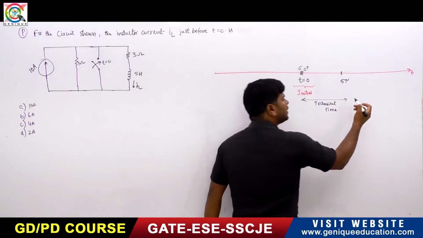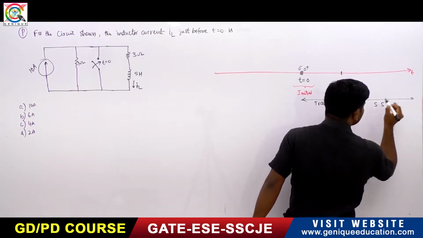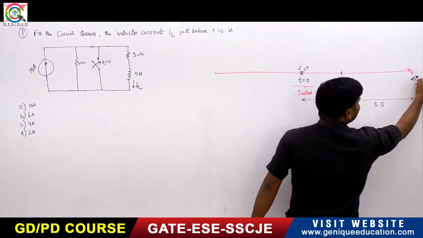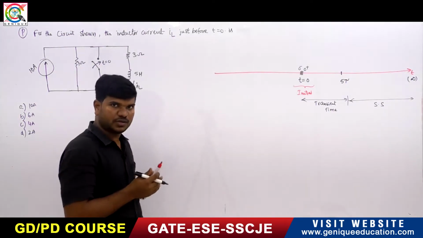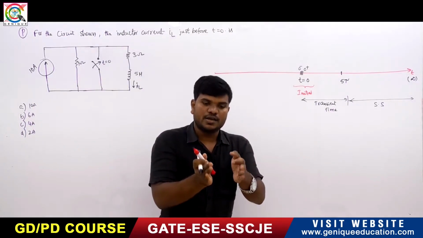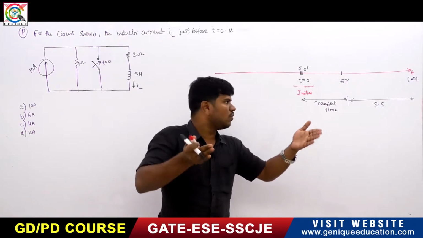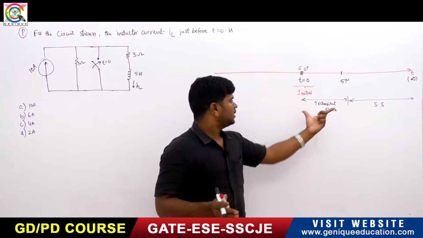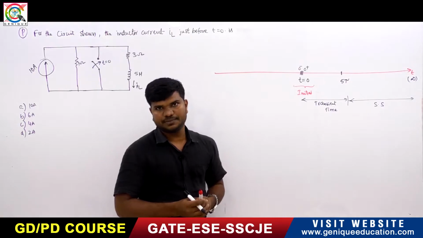Okay, and after 5 time constants, what happens? Up to infinity is called the steady state time, right? This is the point you have to observe. Whenever the switching occurs, from that switching time up to 5 time constants, the transient period will be there, and after 5 time constants, the steady state will be there.